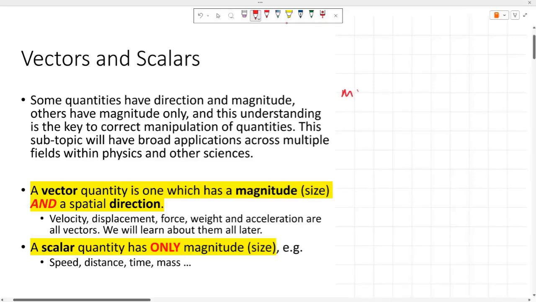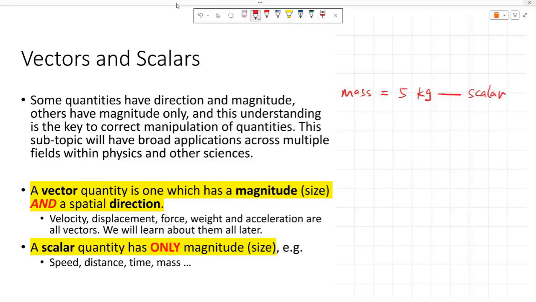All right, for example, a mass that has the value of, say, 5 kilograms. Now, for such a quantity, there's nothing you have to say about its direction because it doesn't have a direction. So that's clearly a scalar.